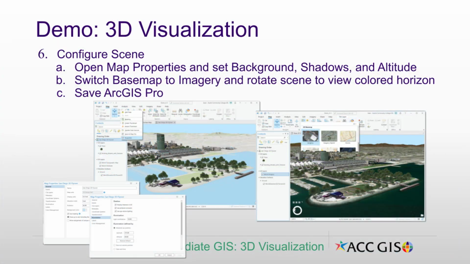Now that we've symbolized our trees, in step 6, we'll configure our scene. We'll begin by opening the map properties and setting the background, shadows, and altitude properties. Then we'll switch the base map to imagery and rotate the scene to view the colored horizon. Last, we'll save our ArcGIS Pro project and the changes to our local scene.